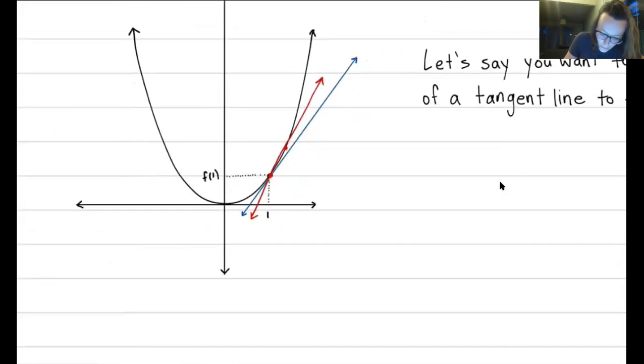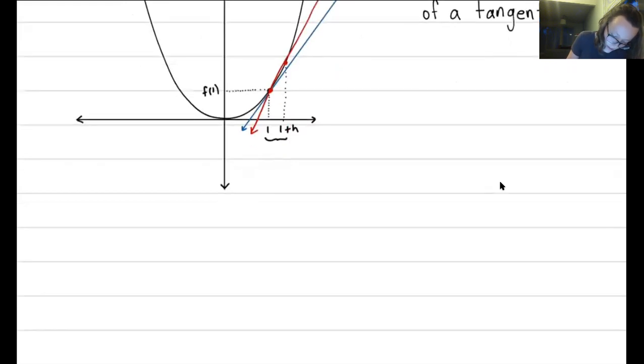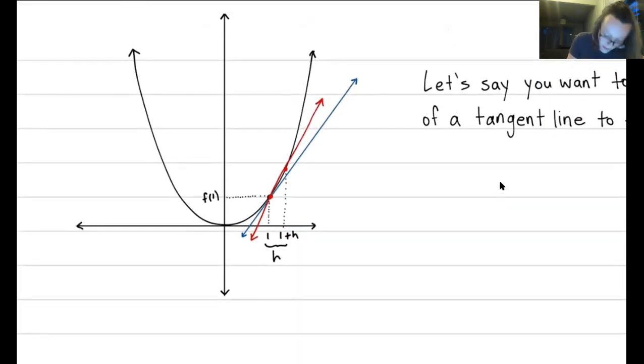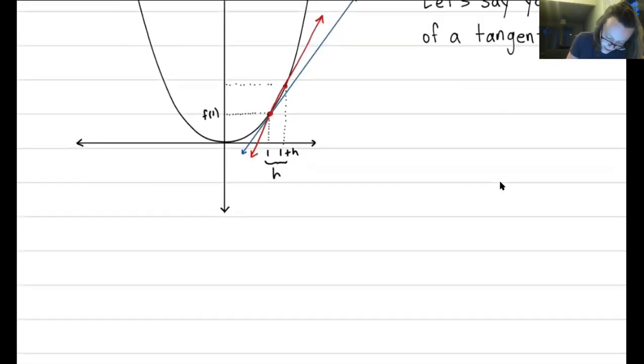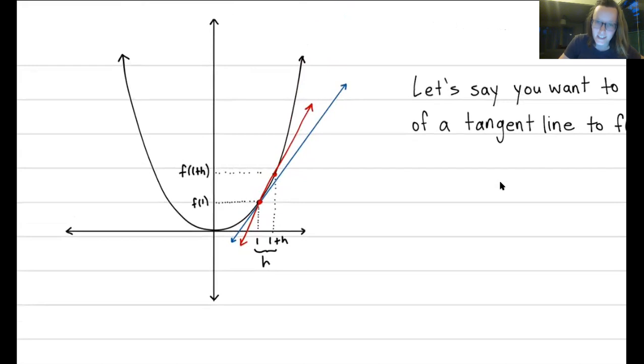I've picked some point here that is just a little bit a ways from 1. So this x value here is 1 plus a little bit. Let's call that little bit h. So the distance between those two is h. And this point up here, the y value that it's sitting at, is f of 1 plus h. And we know how to get the slope of that red secant line. Remember, we talked about secant lines having 2 points.